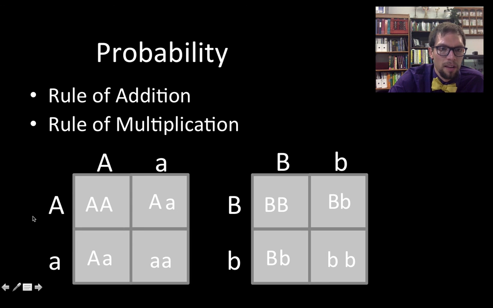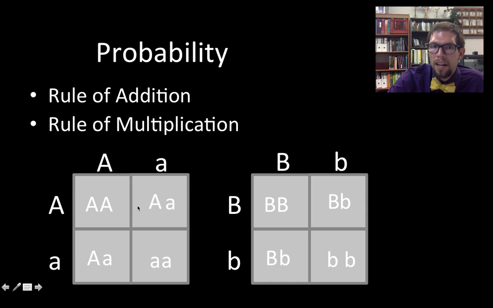If you get this A, then you cannot get this A, and if you get this A, you can't get this A. So it's mutually exclusive. You can only get this or this, but the probability of getting either of these would be 50%, because you could add them together.